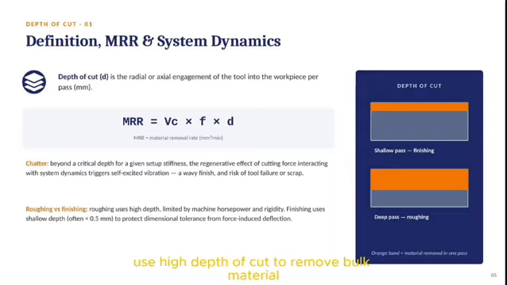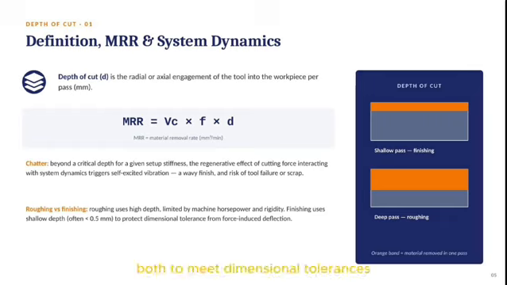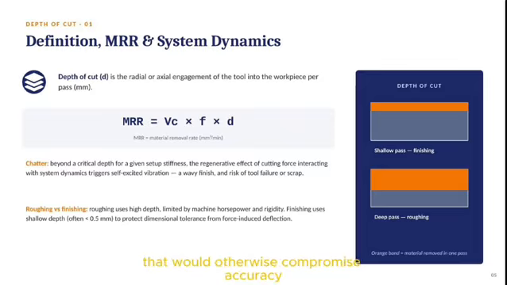Roughing operations use high depth of cut to remove bulk material efficiently, typically constrained by machine horsepower and setup rigidity rather than tool wear directly. Finishing operations use shallow depth of cut, often less than half a millimeter, both to meet dimensional tolerances and to minimize the force induced deflection that would otherwise compromise accuracy.